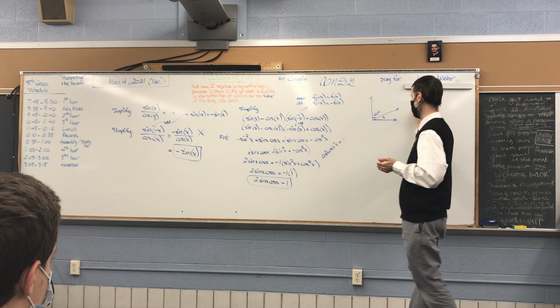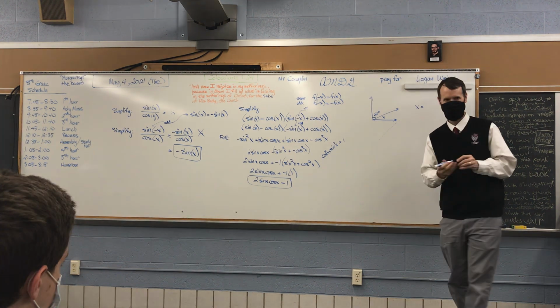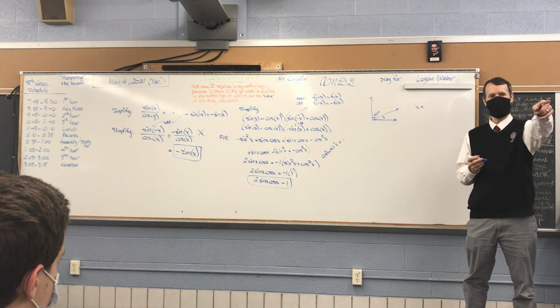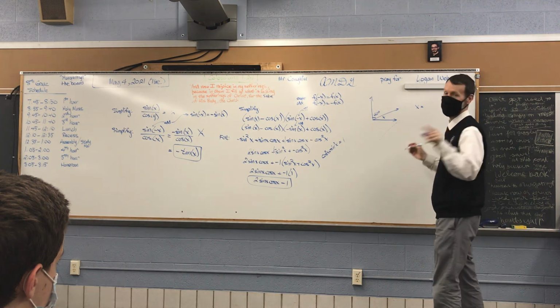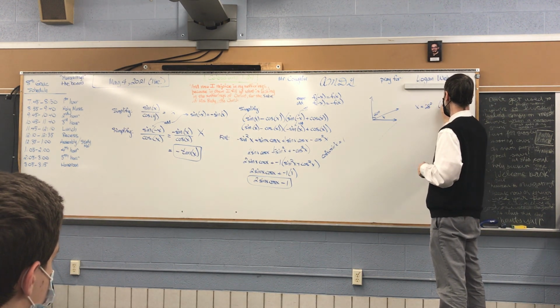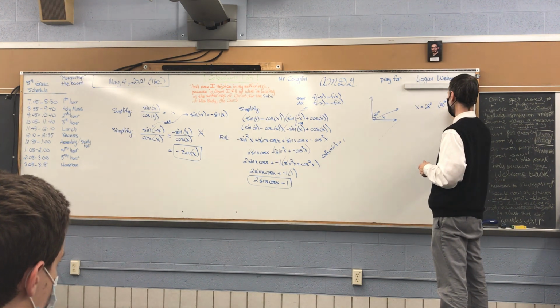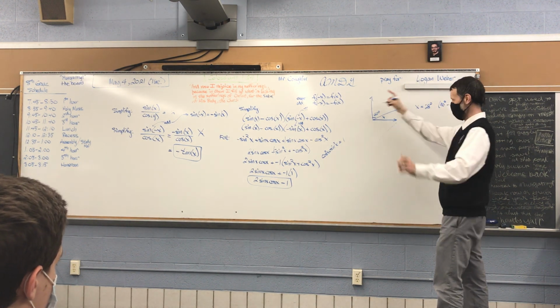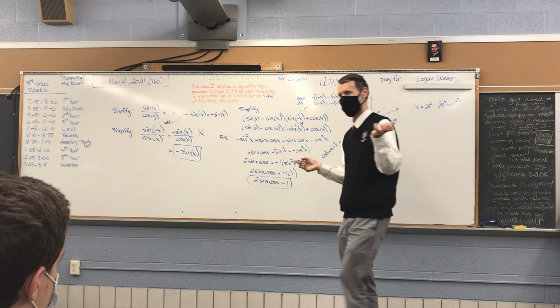First of all, can somebody find x? It's 28 degrees. How'd you get that? 90 degrees minus 62 degrees. Yeah, 90 degrees minus 62. Does that make sense? If it's a right angle, it's 90 degrees, and then you subtract to find the leftover.